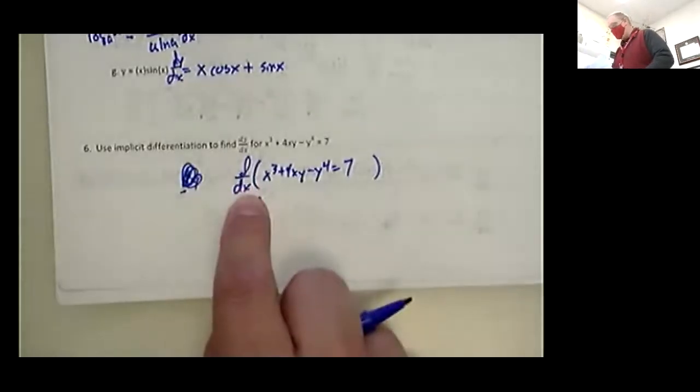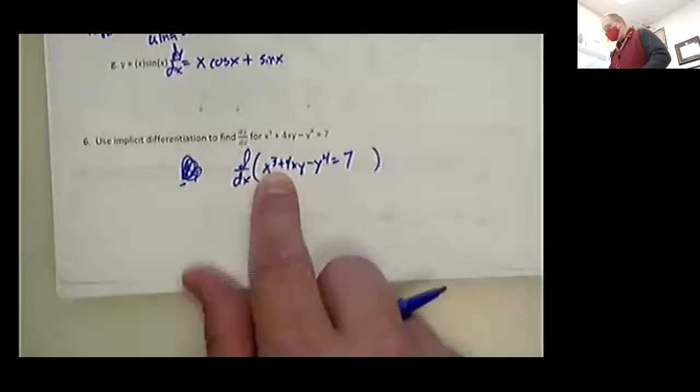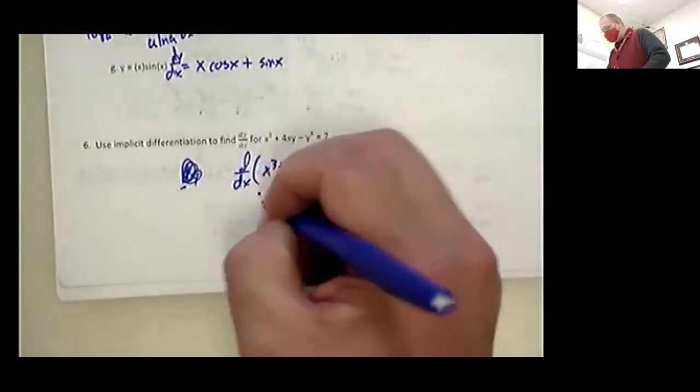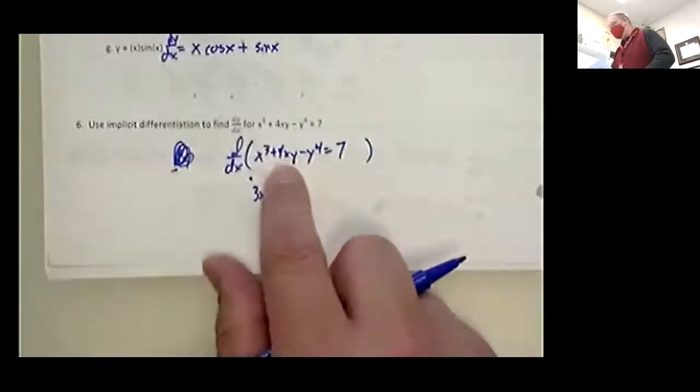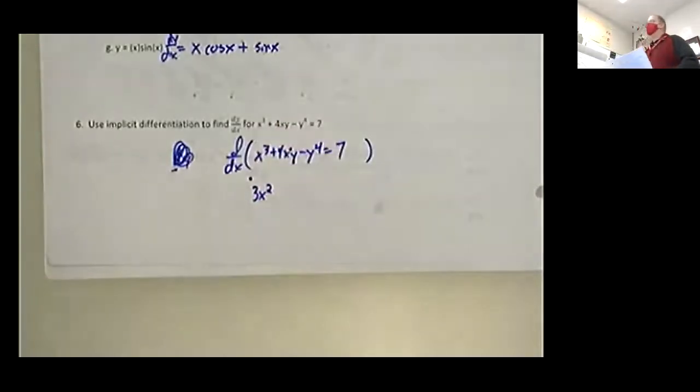We're using implicit, so we're different. I'm sorry, we're not using differentials. We're just doing implicit differentiation, which means we're still differentiating by x. So what's the derivative of x cubed? 3x squared. The derivative of 4xy, we have to recognize that is product rule.